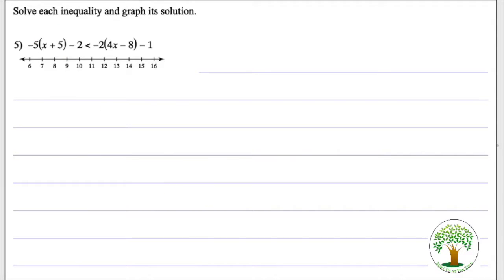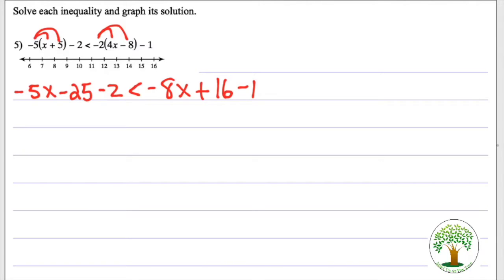All right, here's number 5. Let's distribute this and this. Here we go. This is going to be negative 5x and negative 25. Here's my minus 2 and my less than. Now let's distribute. We've got negative 8x and positive 16 minus 1.